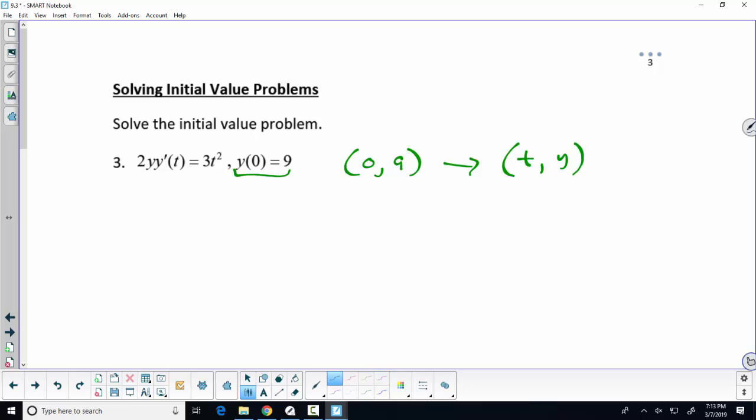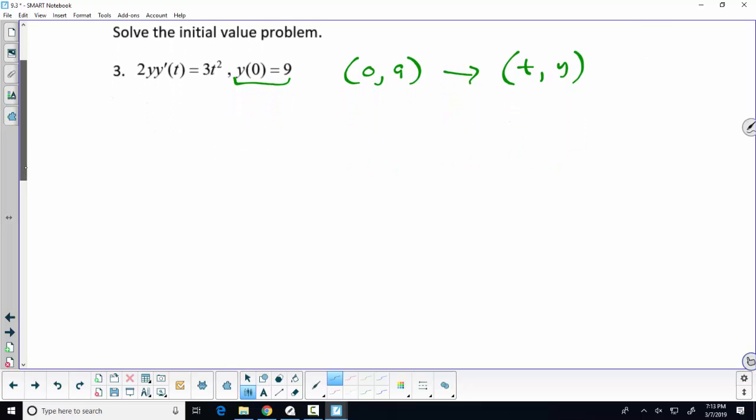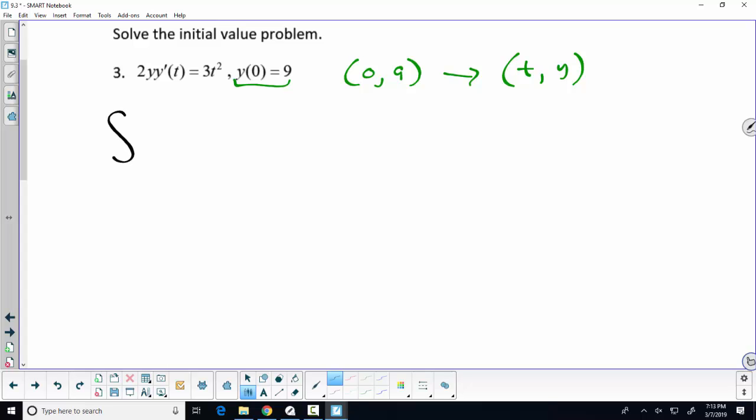Okay, so separate that or no? All right, it's already separated. We've got our derivative with the function y over here, and then the t on the other side. So this is already separated for us. So we're going to just integrate both sides with respect to our independent variable t. So the integral with respect to t on both sides gives us 2y dy, and the integral of 3t squared dt.